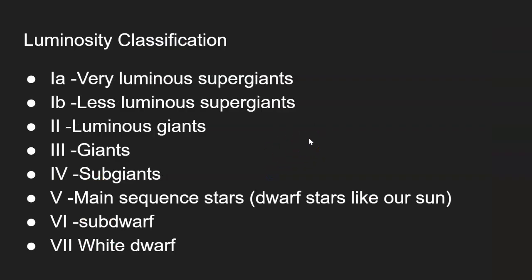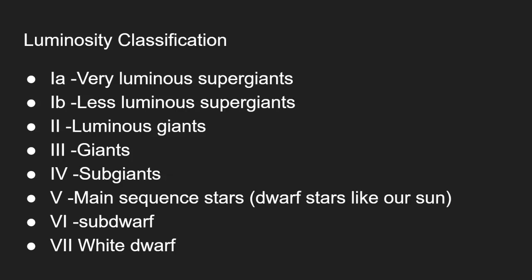Okay, there's different luminosity classifications. So again, not something you need to memorize, just something that's here so you understand that this is another way that they classify things. So you've got the 1A, 1B, 2, 3, 4, 5, 6, and 7. So you start with the very luminous supergiants, ones that are giving off a lot of intense light. And then it works its way on down to less luminous supergiants, luminous giants, giants, subgiants, main sequence stars.